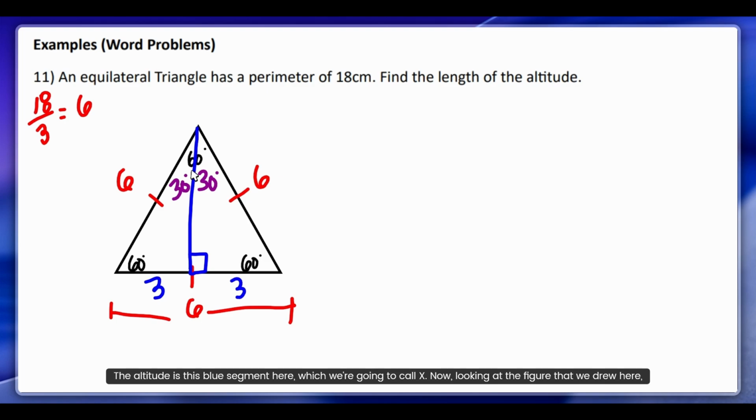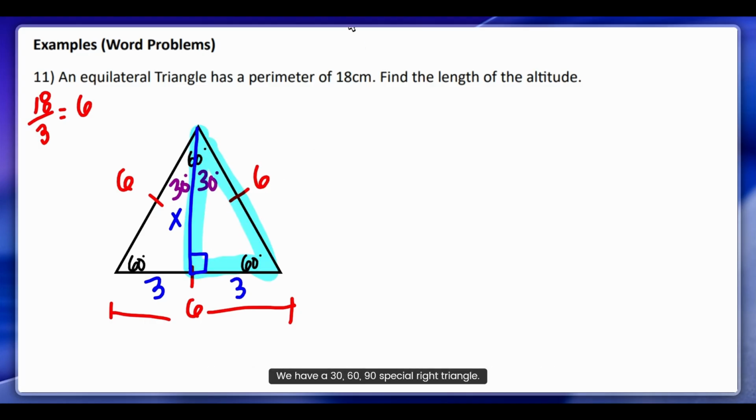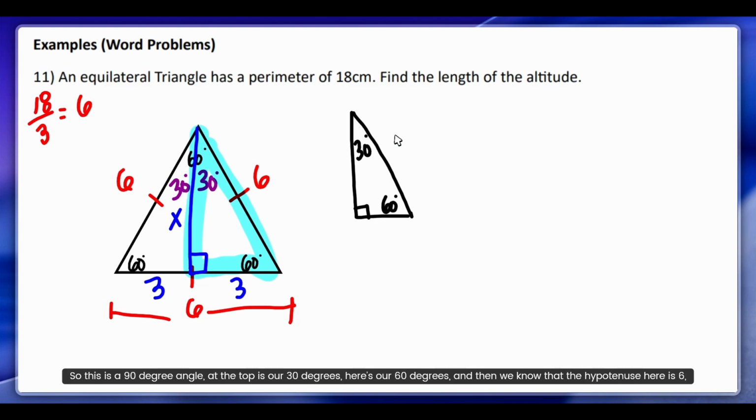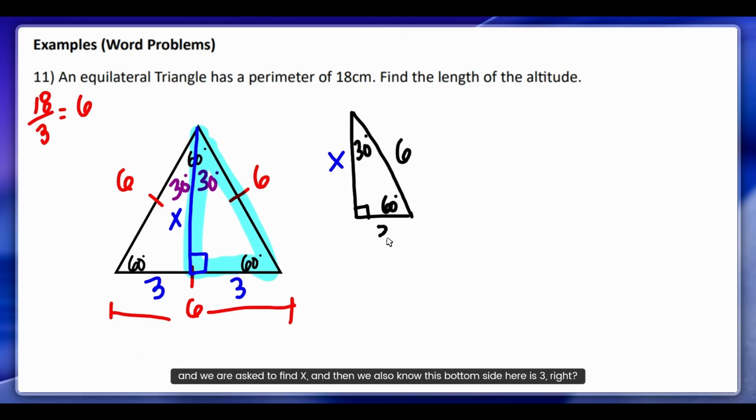So with that in mind, the question asked us to find the length of the altitude. The altitude is this blue segment here, which we're going to call x. Now, looking at the figure that we drew here, we actually have what we have just been working with. We have a 30, 60, 90 special right triangle. Now, all I'm going to do is just separate it off to the side so that it's a little bit easier to look at. So this is a 90-degree angle. At the top is our 30 degrees. Here's our 60 degrees. And then we know that the hypotenuse here is 6, and we are asked to find x. And then we also know this bottom side here is 3.